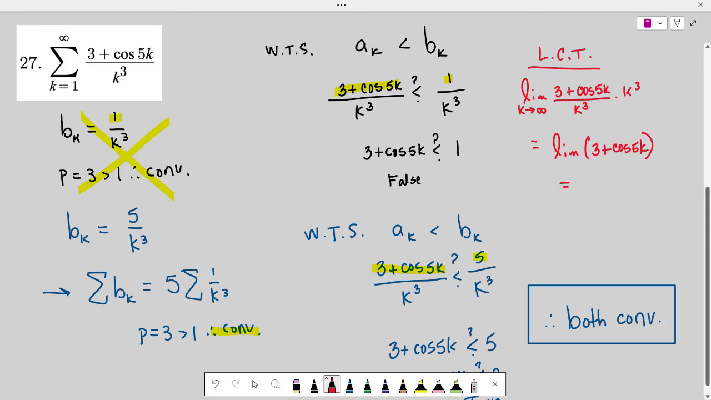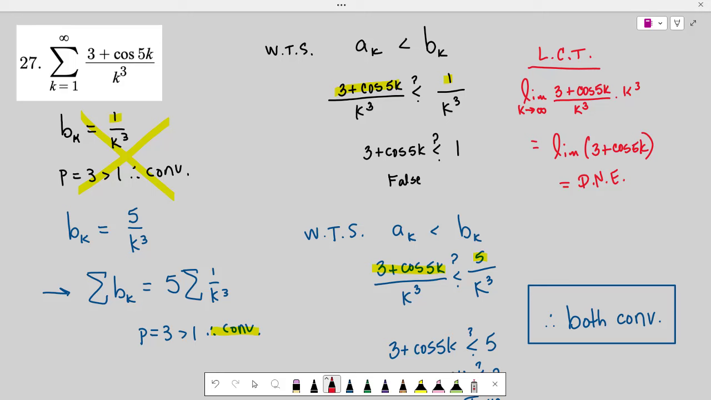Oh, what's that limit? Say again? It does not exist. This limit does not exist, so the limit comparison test fails here. It's inconclusive. Right? Obvious?